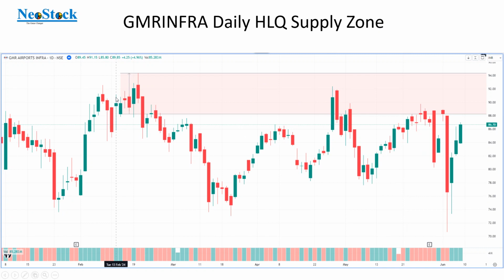Here we have an ERC candle as a rally, and then 1, 2, 3, 4, 5 base candles and a drop candle. This is how our software identified this high liquidity zone. So we need to fine tune this zone.